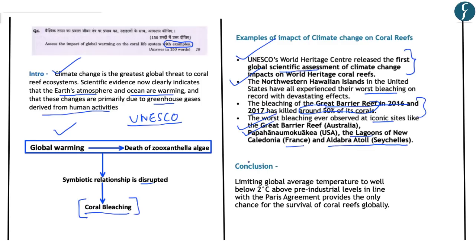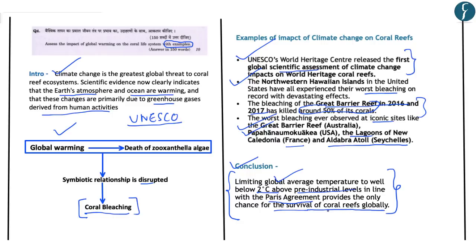Now, as we have seen, despite various initiatives for the conservation of corals, coral bleaching is taking place across the world. So you could have concluded by saying that the only way of stopping or controlling the coral bleaching is to implement the Paris goal targets. We note that the Paris Agreement has given targets of limiting the global average temperature to well below 2 degrees centigrade above the pre-industrial levels. That is the only way in which the coral reefs could survive globally. And that is the only chance for the survival of coral reefs globally. So this could have been a conclusion.